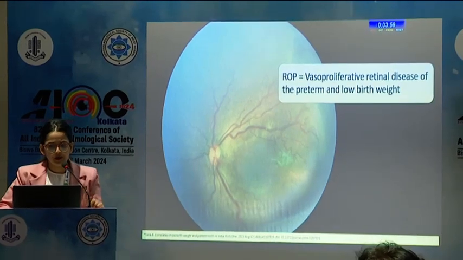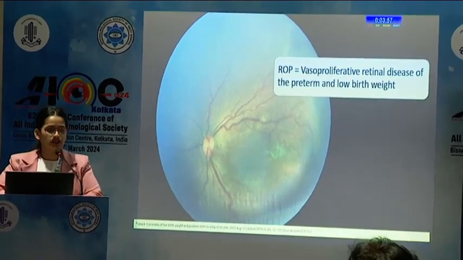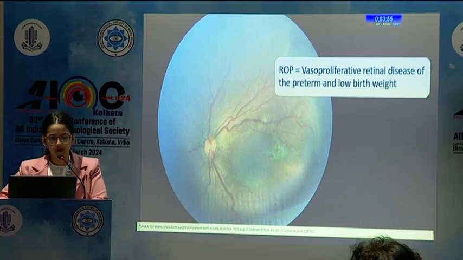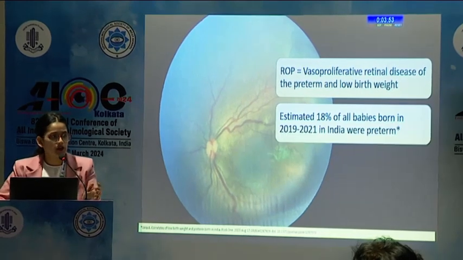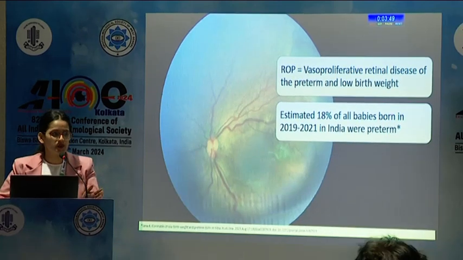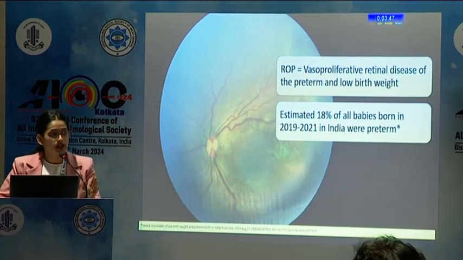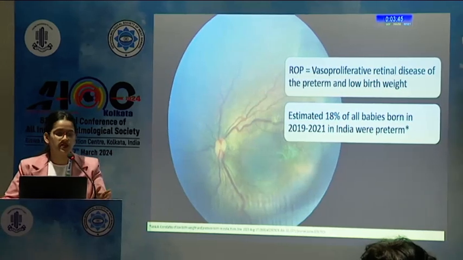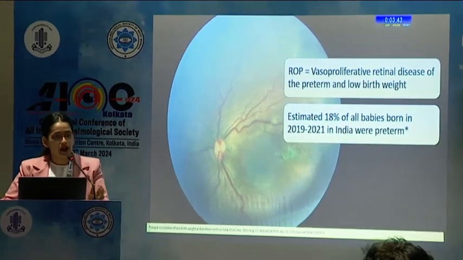Good morning, good afternoon, everyone. So ROP is a vasoproliferative retinal disease of the preterm and low birth weight babies. As we know, we are in an epidemic of ROP in a developing country like ours, where an estimated 18% of all babies born in our country are preterm. This poses more than 3 million babies a year to developing ROP.